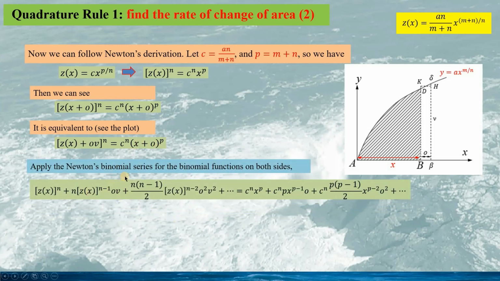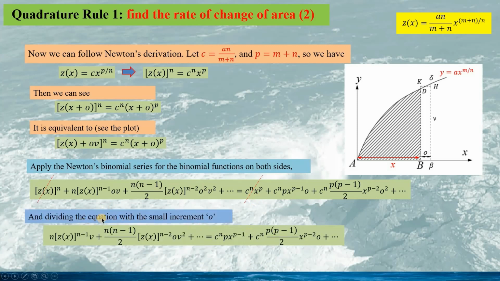Next, Newton applied his binomial series for the binomial function, this and this, on both sides. So we have the expansion for the binomial series here, the left-hand side given as this, and this for the right-hand side. Considering the original expression here, we can take these two terms away. Thus, we can divide the equation by the small increment o, so the equation would be given as this.